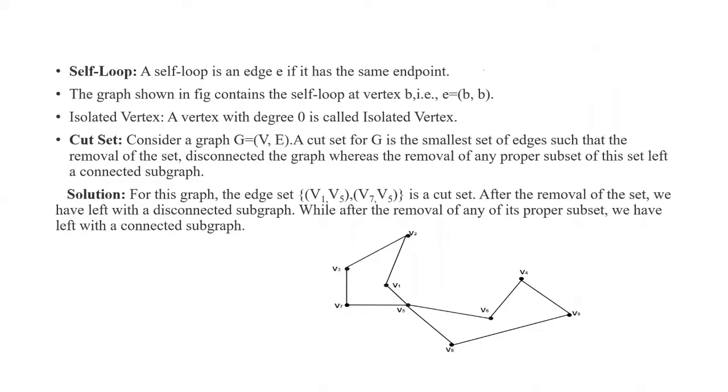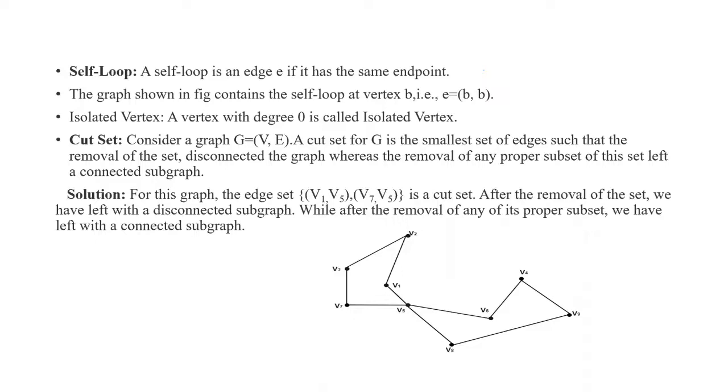Isolated vertex. A vertex with degree 0 is called an isolated vertex. So in the last lecture we have studied pendant vertex, right? A vertex whose degree is 1 is called a pendant vertex. And a vertex with degree 0 is called an isolated vertex. Now the cut set.